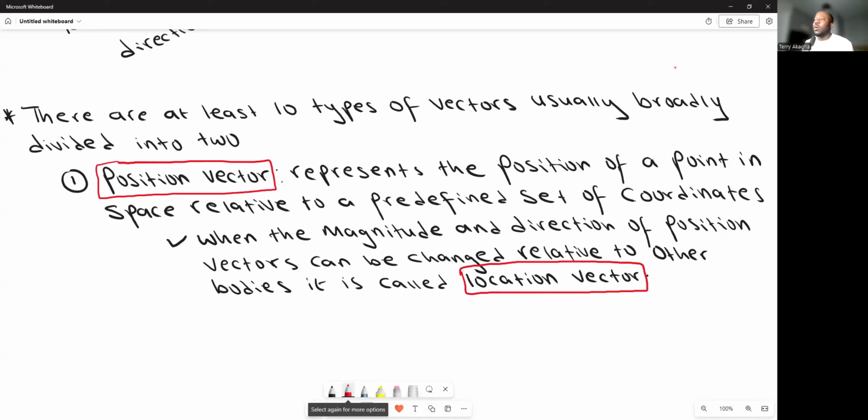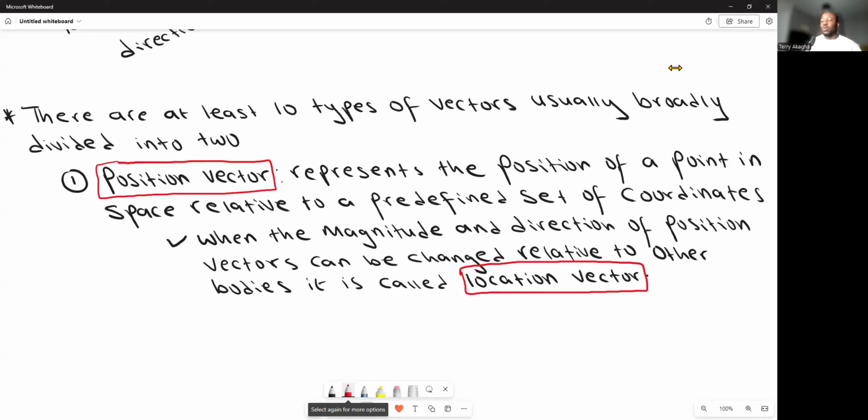Okay, so a position vector represents the position of a point in space relative to a predefined set. But when that position vector can be changed relative to other bodies, it is called a location vector. So that is the main difference. Technically, you can say a location vector is a type of position vector. It's like a subset of a position vector, but just that it is relative to other bodies.